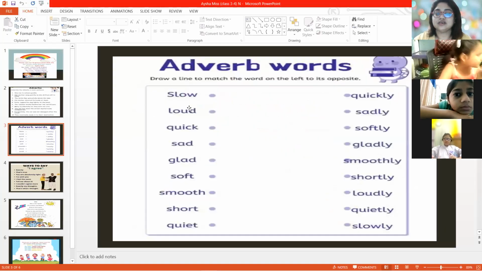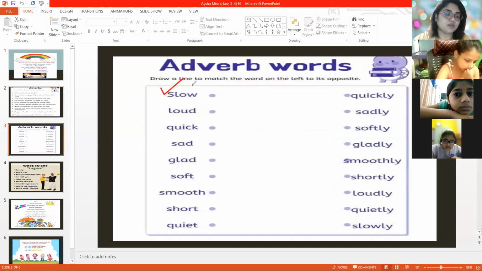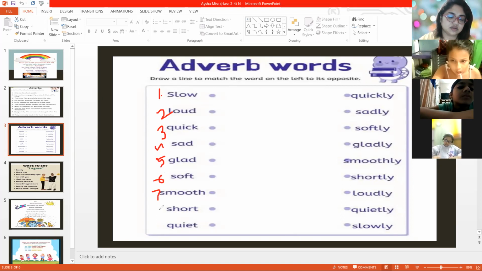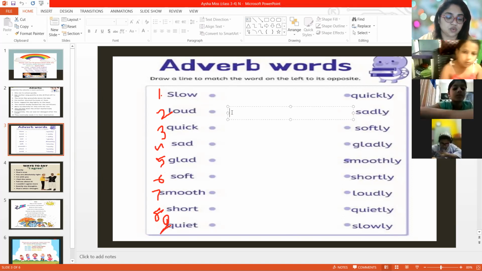So first we will do that. Look, here are some words which are verbs. This row, this column, all of them are verbs, and this column, they all are adverbs, but it is not in a sequence way. So you have to write down slow equals what? It is adverb ki hobe? Slowly. Just write down this. Okay, so you have to put it down. Look, here are 9 words.